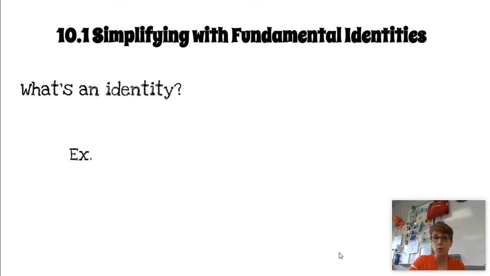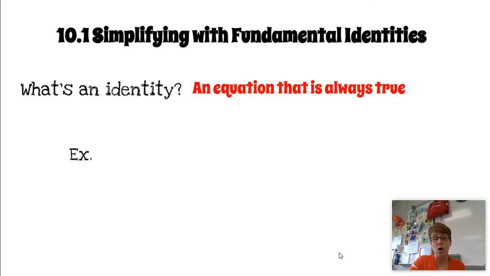So first off, we need to know what an identity is because it's not special just for trigonometry. An identity is basically an equation that is always true. When you first started solving equations, there were times where you got 3 equals 3 as an answer, and you probably wrote identity because that thing is always true, no matter what the value of x was. So that's what we're going to be seeing here: equations that are always true.